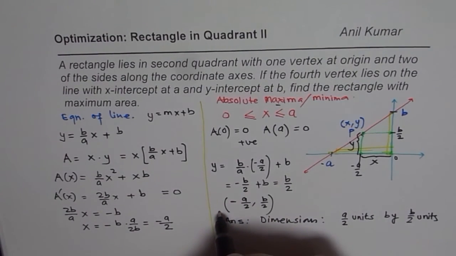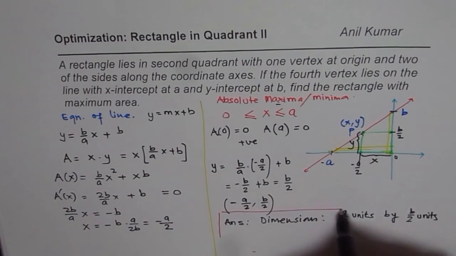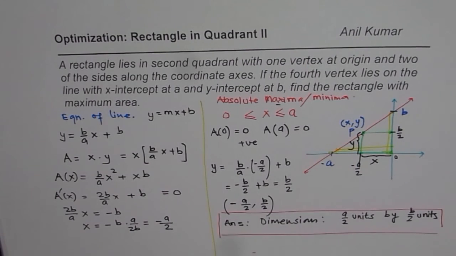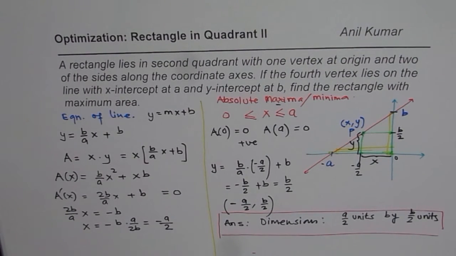So it's kind of important to see that whenever you have a situation where ultimately you get a rectangle inscribed in a triangle, then for maximum area, dimensions of the rectangle are half of the sides of the triangle, right? So that is kind of the summary from this video. I hope you understand and appreciate it.